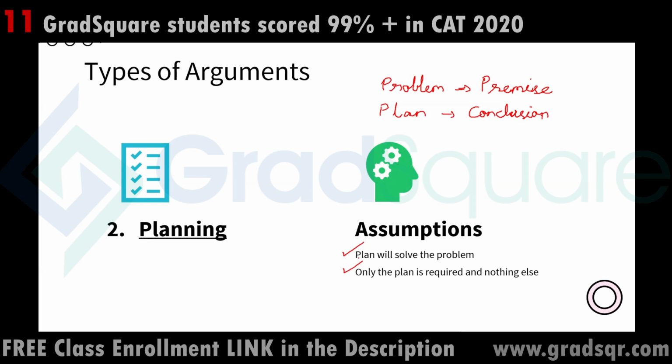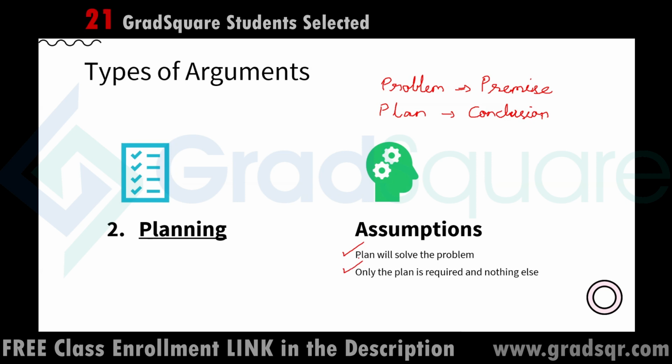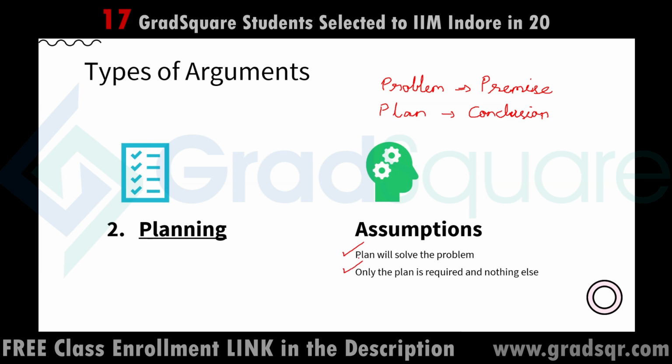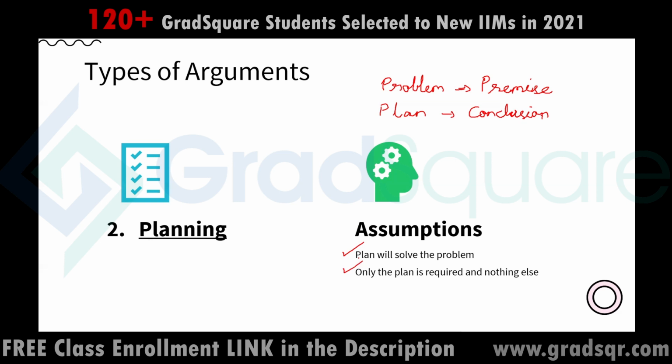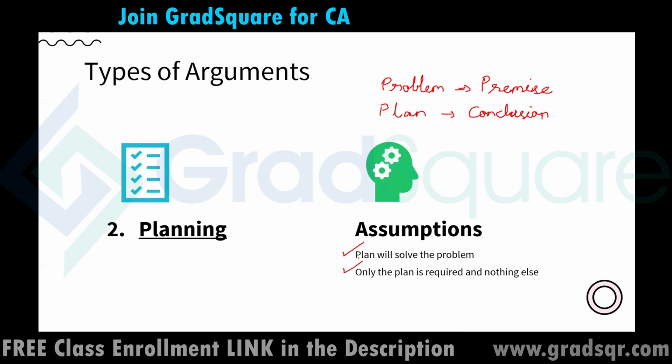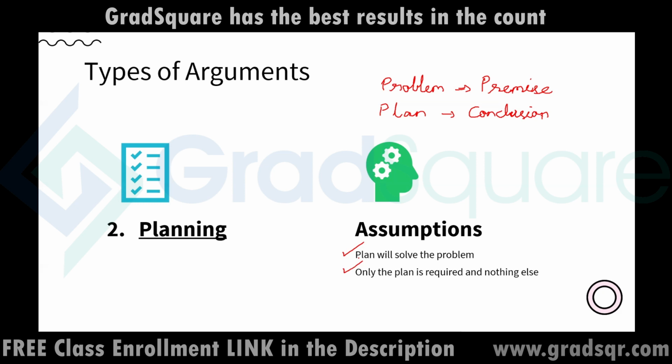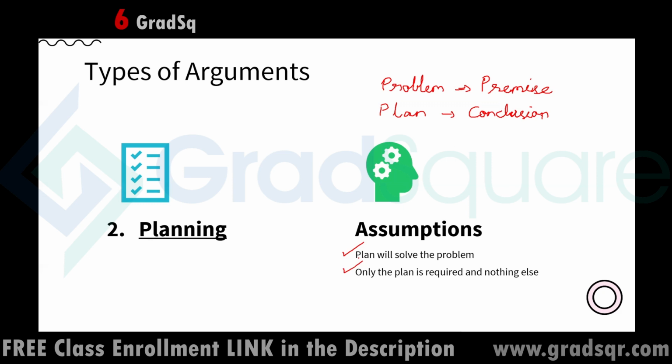Right? So say the author does not acknowledge that there are certain other boundary conditions which are required for the plan to be successful. The author is just saying that do this and you will solve the problem. Then the author is saying that keeping everything else around the problem constant, if we only execute the plan, our problem will get resolved. So the second implicit assumption present inside planning arguments is that only the plan is required and nothing else. No other changes need to be made in the atmosphere or environment of the problem.